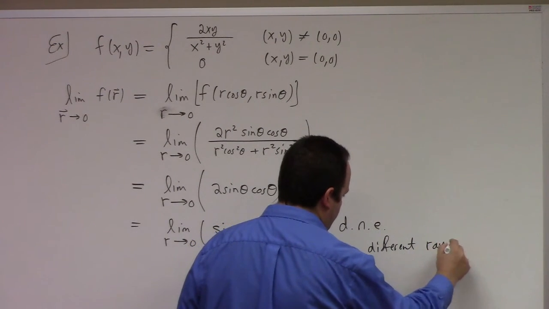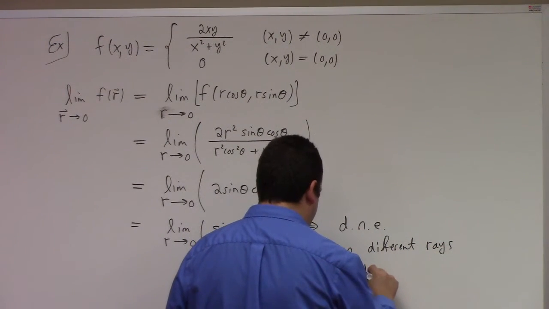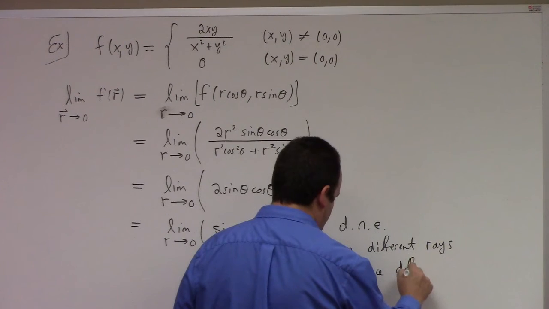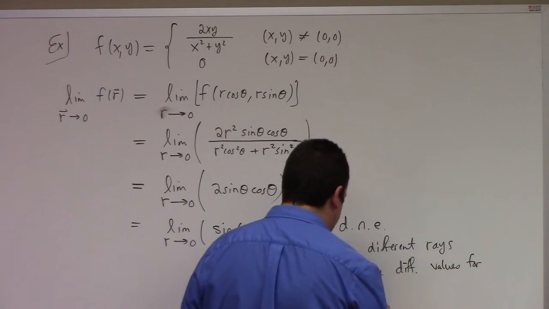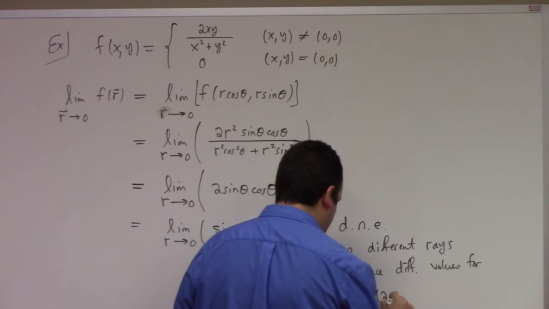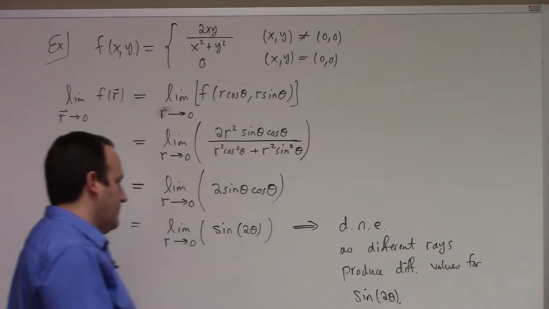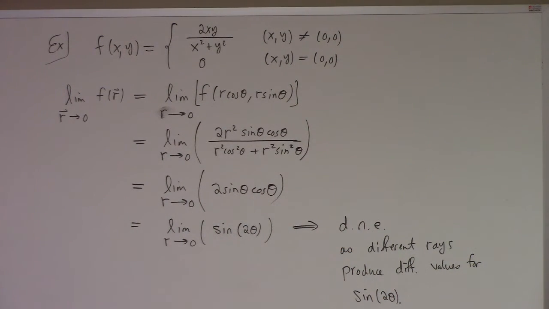Different rays produce different values for sine of 2 theta. I was trying to tell you these substitutions as if they actually give you actual answers to limits. This is not that example. This one, you could also solve with the two-path test, right?